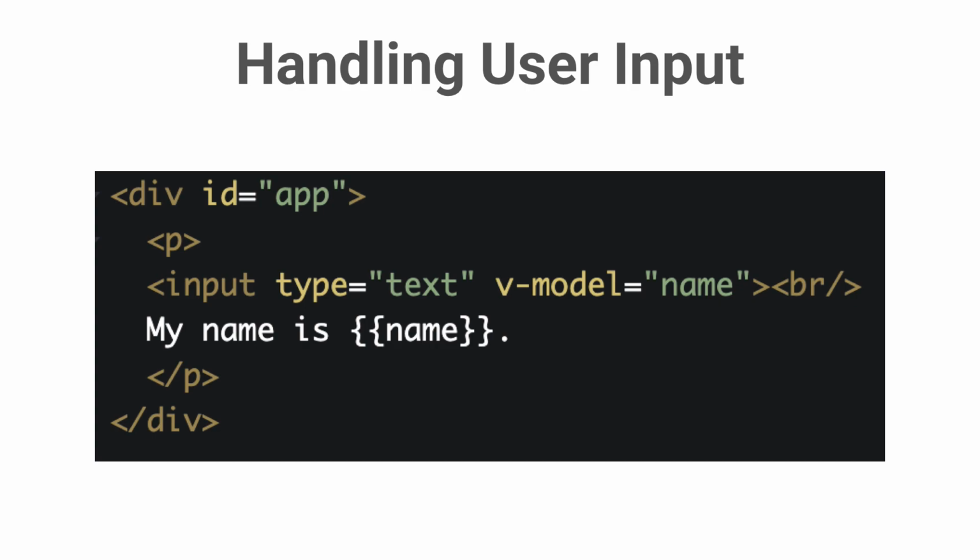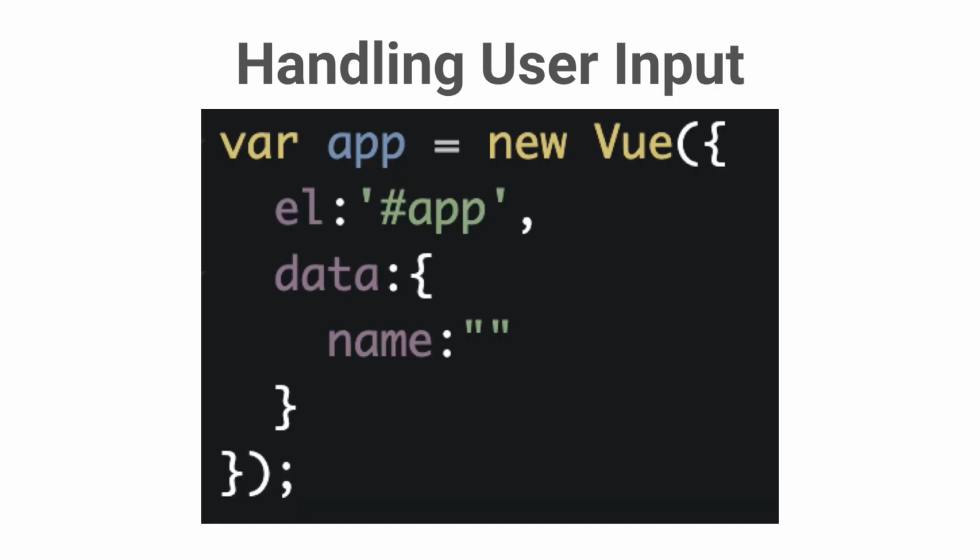Here I have a very common element found in forms, an input field. The input field will contain text. The input field has the v-model directive and it is assigned a value of name. Name corresponds to an item in the data model. Below the input field, I'm displaying the value of name from the data model. Here is my data model with name. Initially, its value is set to an empty string.